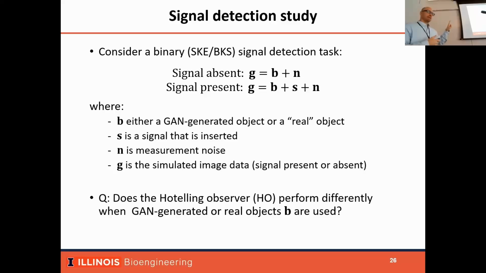The difference here is that we did two different studies. In one study, the background b corresponded to a true CLB realization, right? It's one of the real objects. In the second study, the background corresponded to one of the GAN-generated CLB realizations. So we did two signal detection studies using the Hotelling observer, and we wanted to see if the signal detection performance was different. And if it is, that's going to tell us something about the second order statistics that were learned, because the Hotelling observer, again, uses the covariance matrix to form its decision.